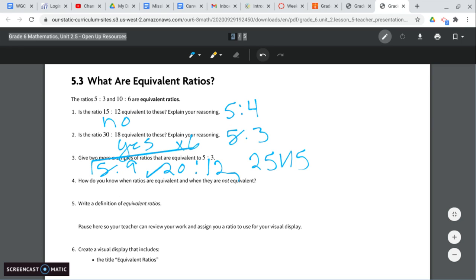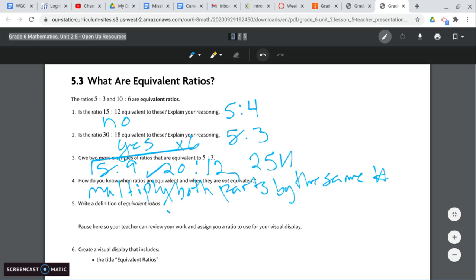All right, for number 4, how do you know when ratios are equivalent and when they are not equivalent? The key thing with how we know they're equivalent is we multiply both parts by the same number. Has to be both parts, and it has to be by the same number.